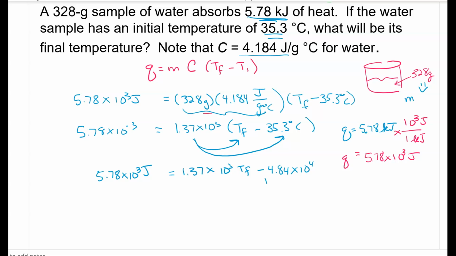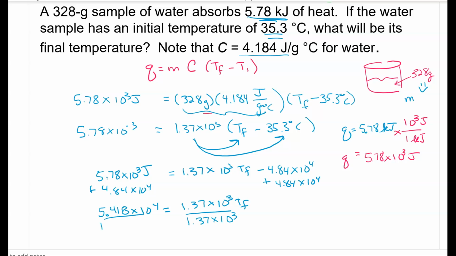So the next step is to add 4.84 times 10 to the fourth to both sides. And with that, after that we will then divide, so this plus that turns out to be 5.418 times 10 to the fourth. To get T final by itself, I have to divide both sides of the equation by 1.37 times 10 to the third. And when I do that, T final comes out to 39.6 degrees Celsius.